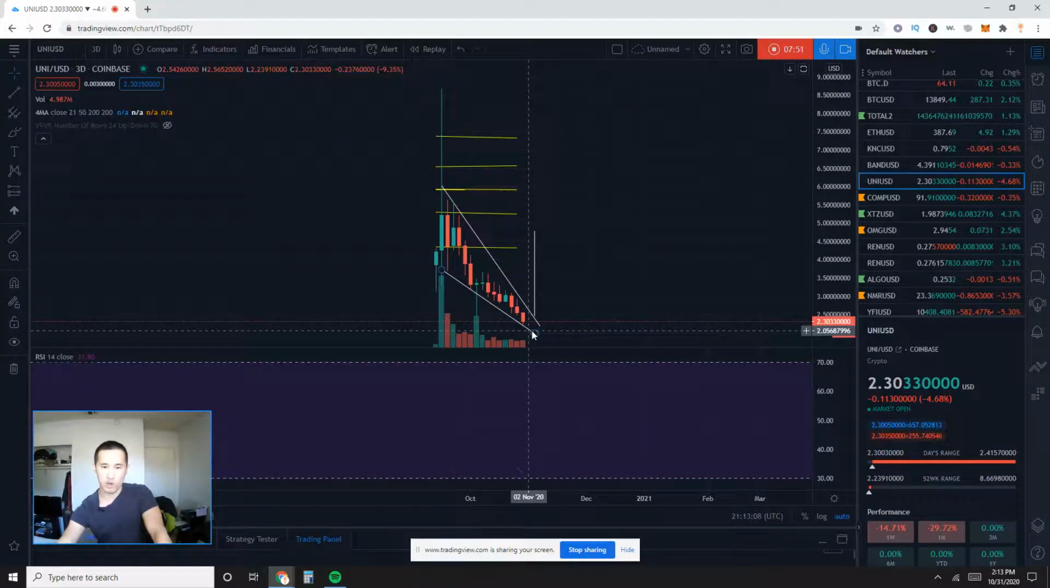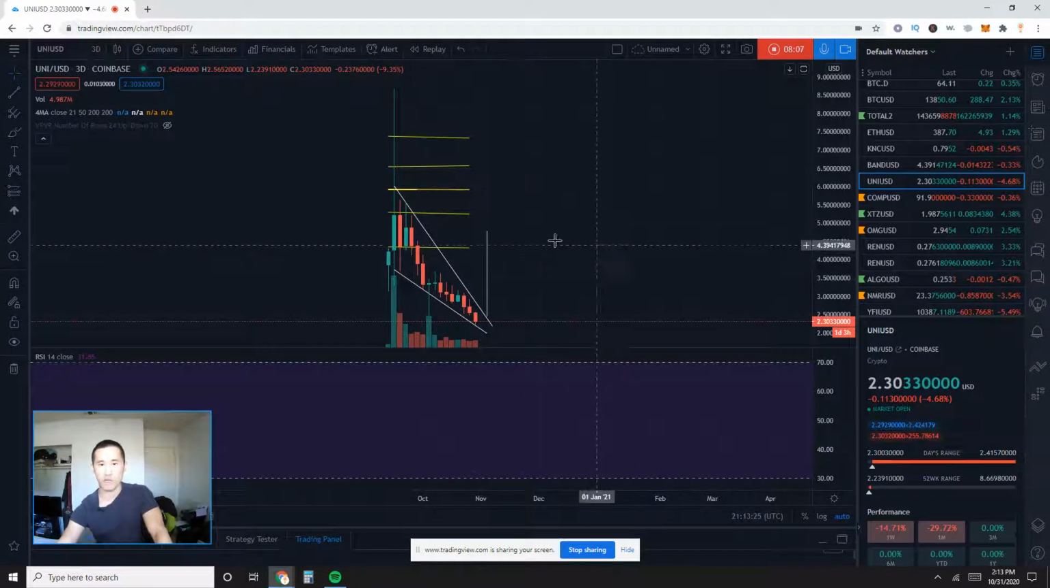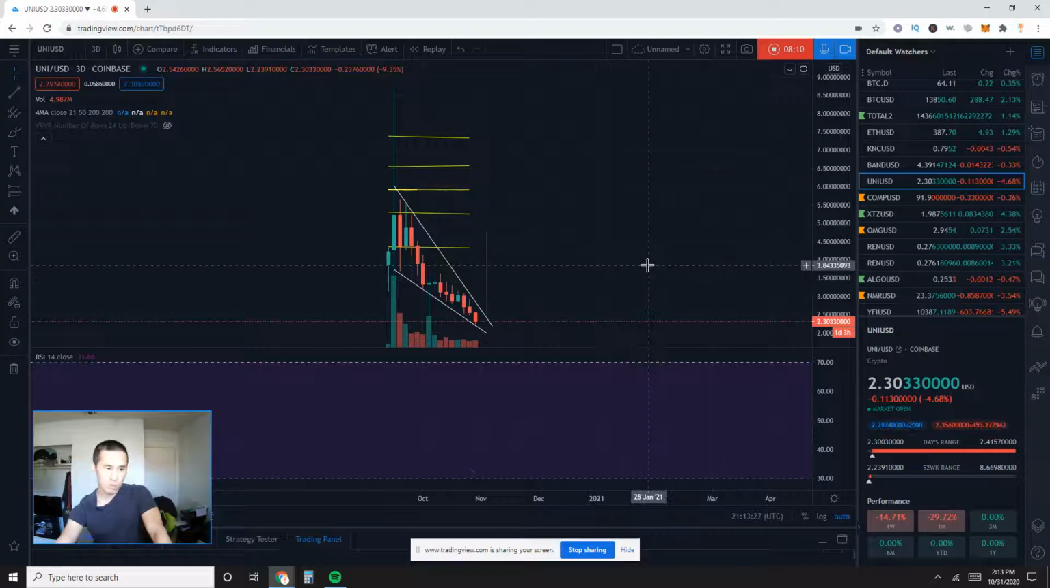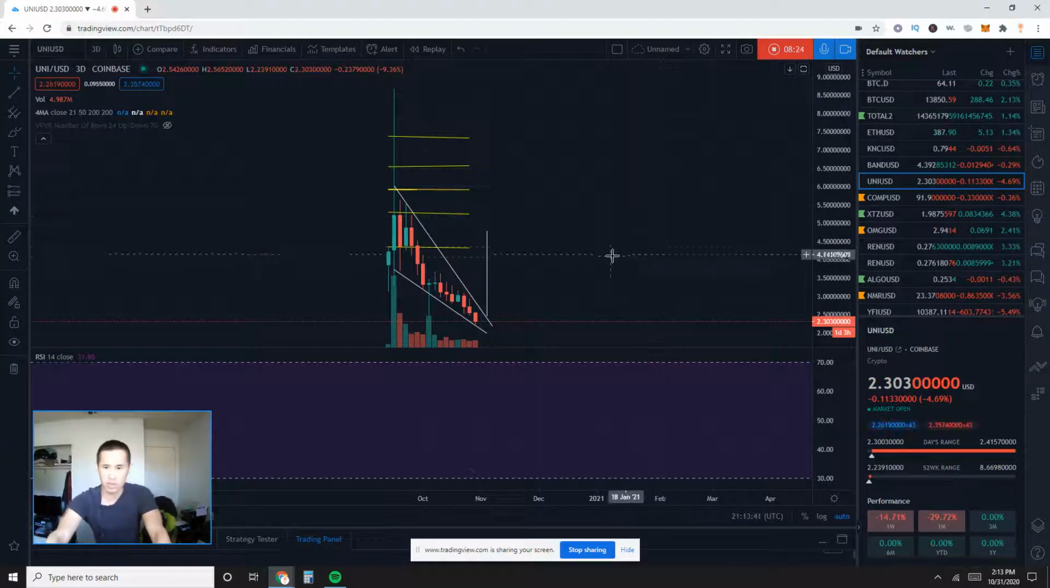So if we don't reverse within maybe 6 days from now, I think the lowest price action will get us to about 2, maybe 2.05. Somewhere around there, that would be my bearish case scenario if we don't reverse anytime soon, and if the total altcoin market cap price action does close a weekly candle below the 21 simple moving average. So this concludes my very short analysis on Uniswap.